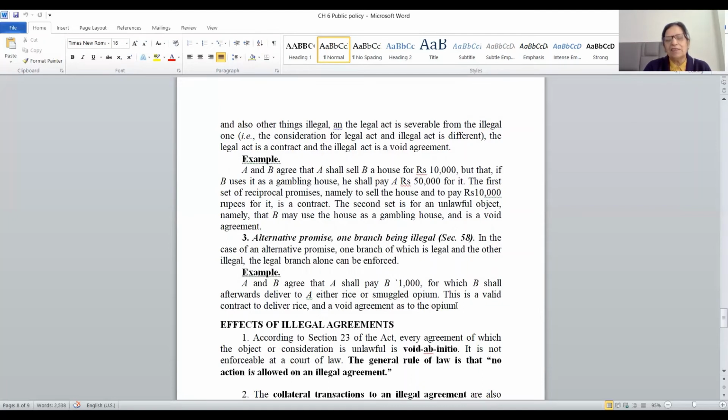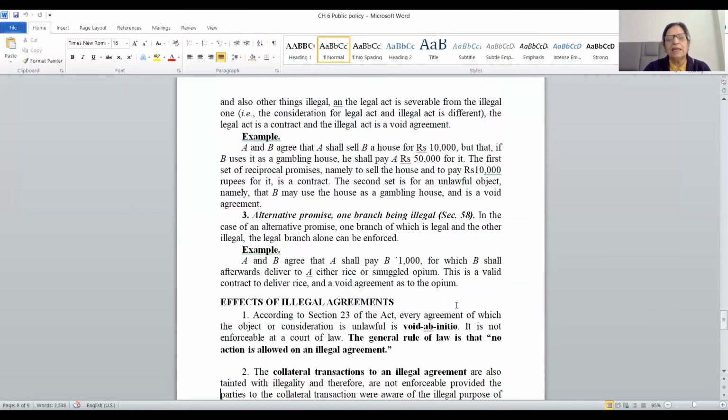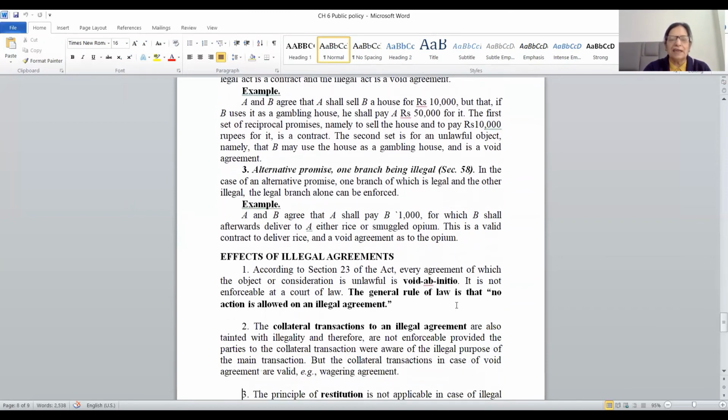If he gives him rice, then he can recover the money. But if he gives a fixed quantity of smuggled afim, then the money cannot be recovered by the seller through the court of law. This is all about those cases where objective or consideration is illegal in part. That is, partially it is legal and partially it is illegal.